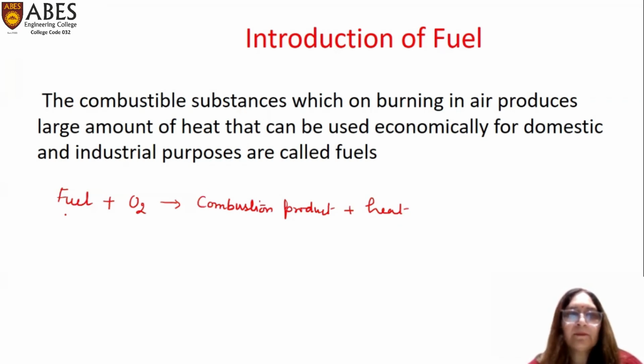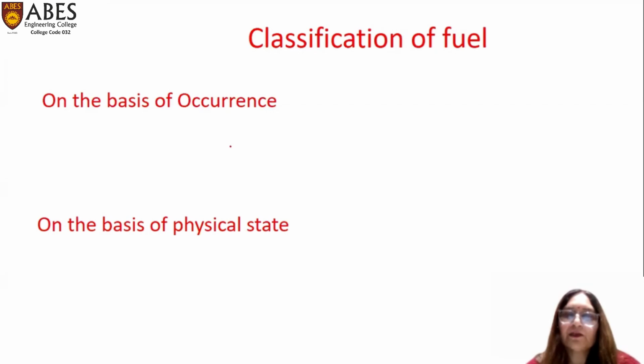In fuel, carbon is the main constituent. Fuel may also contain hydrogen. Carbon and hydrogen react with oxygen and give combustion products, that is CO2 and H2O. Fuel can be classified into two types: on the basis of occurrence and on the basis of physical state.